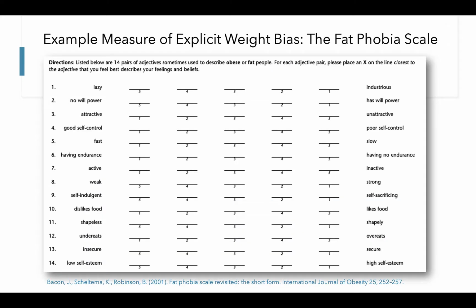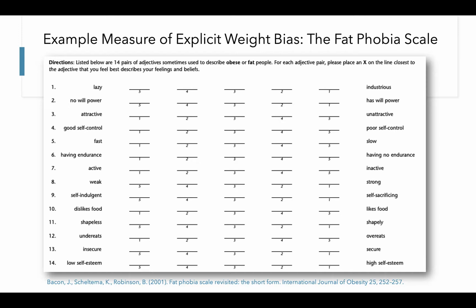Another way to understand explicit weight bias is to think about how we measure explicit weight biases that people are willing to report. One example is the fat phobia scale, which is a reliable and validated scale that is used in research. As you can see from the directions for this scale, the respondent is asked to review 14 pairs of adjectives and to indicate what they feel best describes obese or fat people. Higher scores on this scale represent higher levels of explicit weight bias.